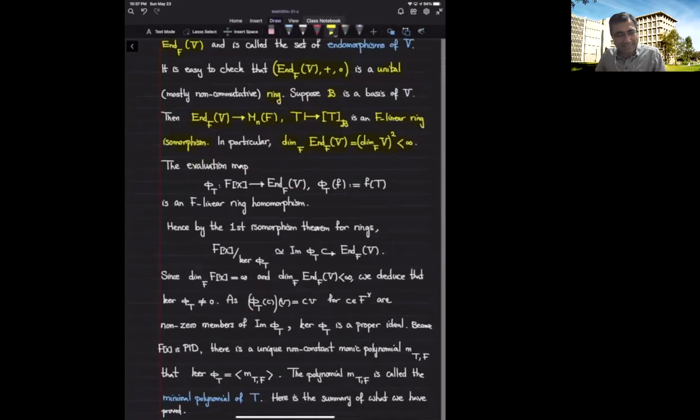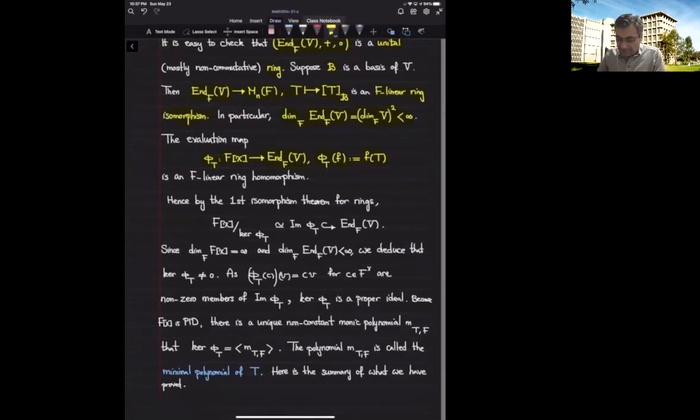Now, when I say evaluate this polynomial at T, it is precisely the same as saying that I'm considering the evaluation map from the ring of polynomials to the ring of endomorphisms of the vector space V, where when I feed it a polynomial f, it just evaluates that polynomial at T and gives me an endomorphism from V to V, exactly the same way that we have described. And this map, as before, is an F-linear ring homomorphism.